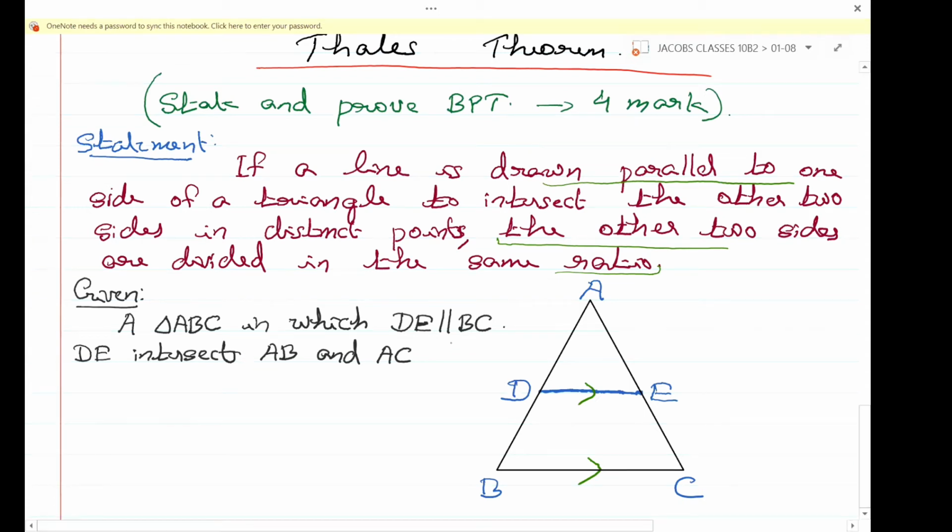A triangle ABC in which DE is parallel to BC, that is given. Then DE intersects AB and AC at D and E respectively. Children, these are the given facts. A triangle ABC in which DE is parallel to BC, and the second given part is DE intersects AB and AC at D and E respectively. Then to prove, this is the point which we need to prove here.